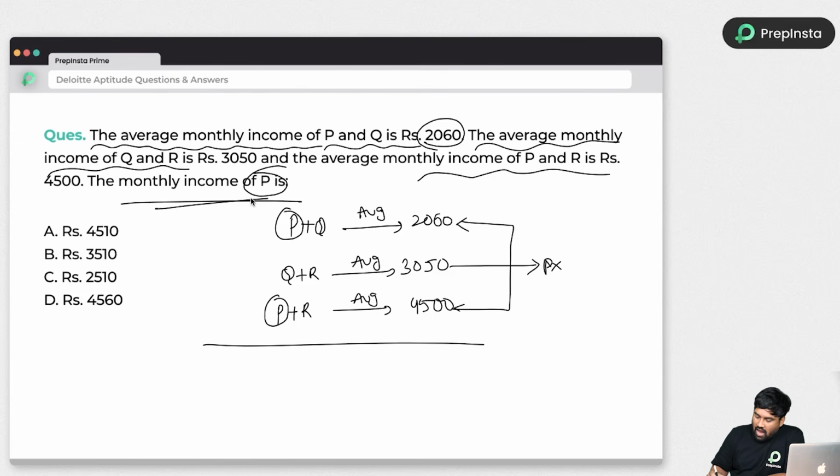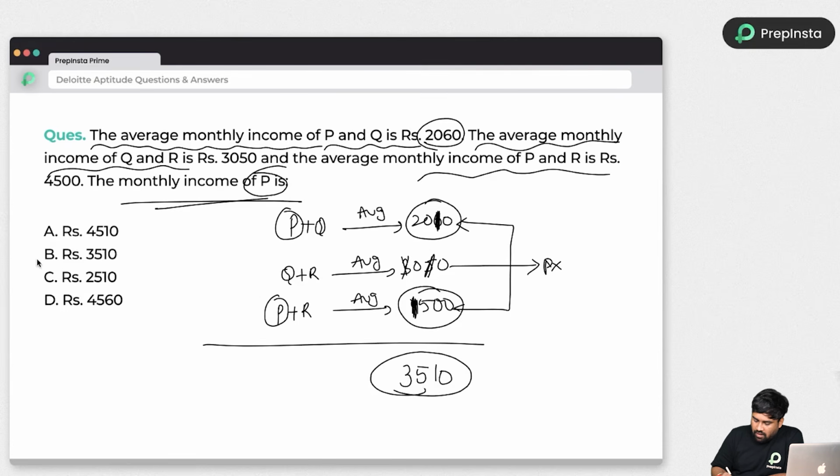Just look at here. I have to subtract 3050, right? So I will subtract 3000 first. If you subtract 3000, it will become 1500. And 50, I will subtract here, it will become 2010. So 2010 plus 1500 is nothing but 3510. Your answer is option B.